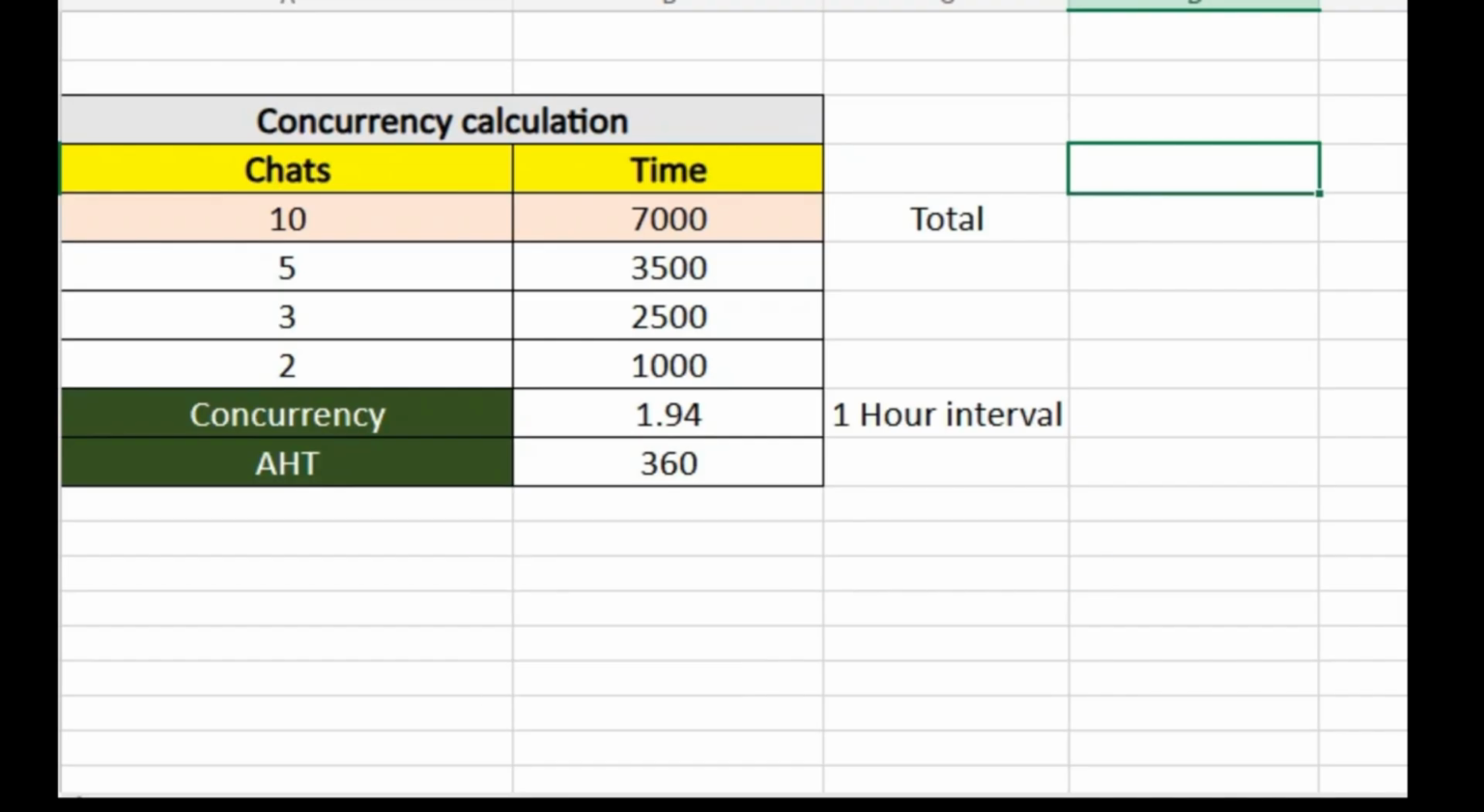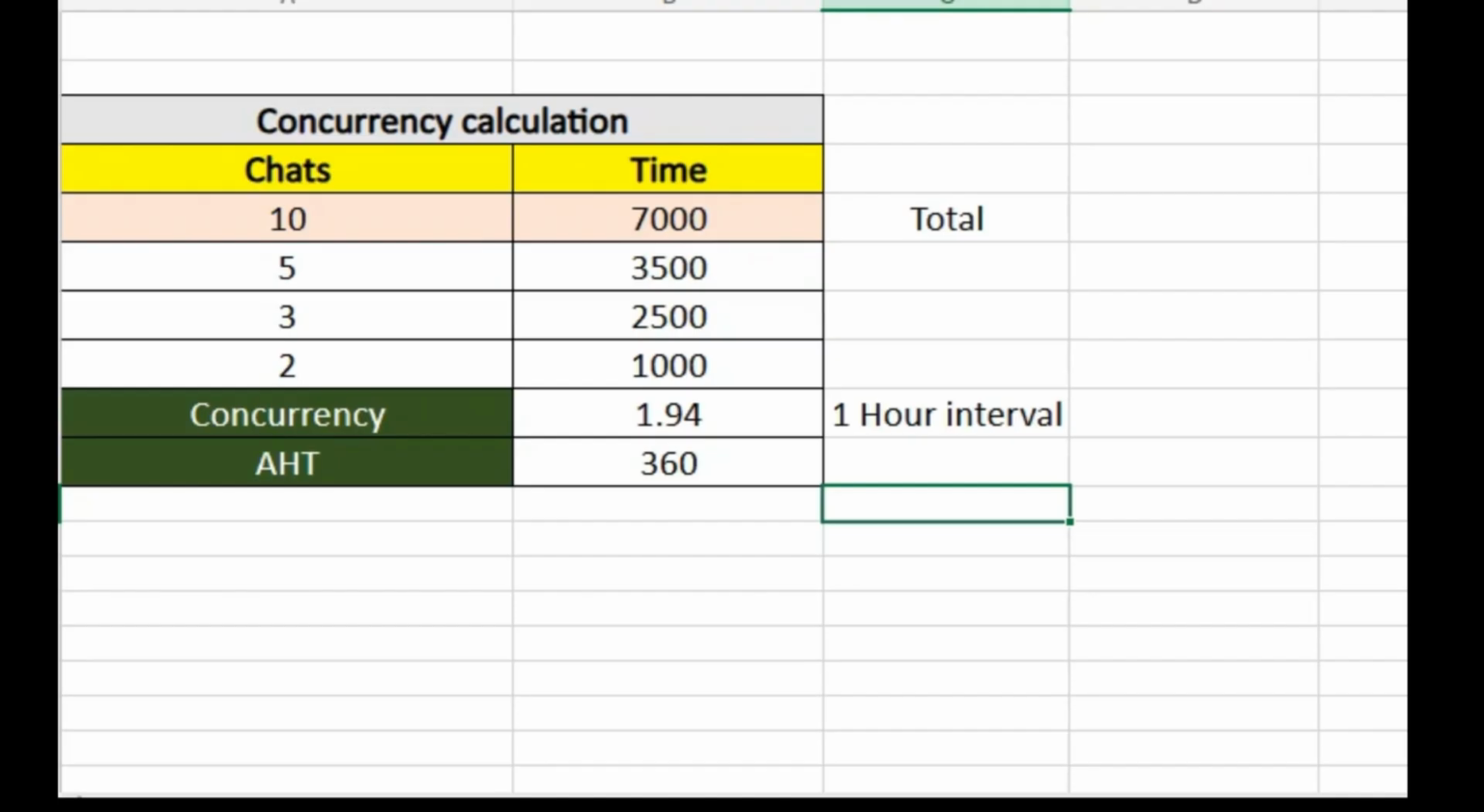So you can see that on my screen, I have put down some data, that is chats and the time. So these 10 chats have the total time of 7,000 and we have 1 hour of interval. On the basis of only these components, we have to calculate the concurrency and then we have to calculate the AHT. How can we do this? This is going to be very interesting.